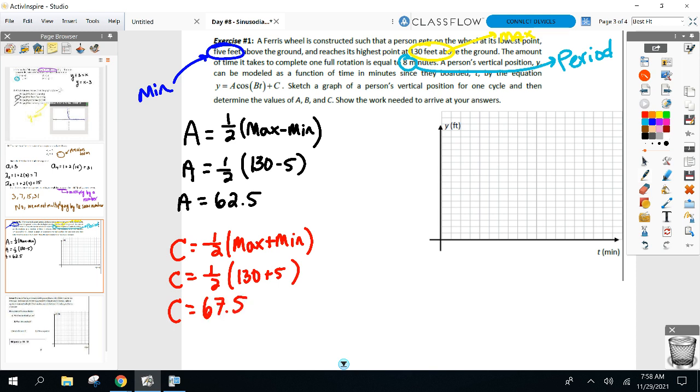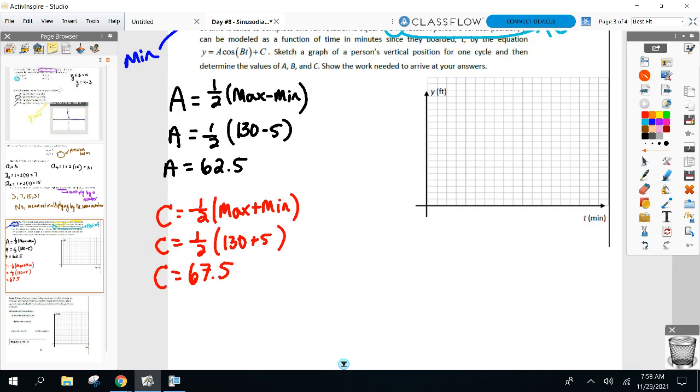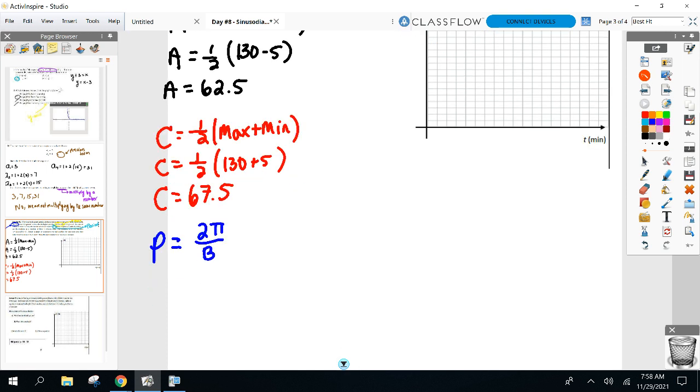All right, now B value. What formula do I need that contains B? Period, period, period. 2 pi over B. And you guys got the period right off the information, 8. So 8 equals 2 pi over B.